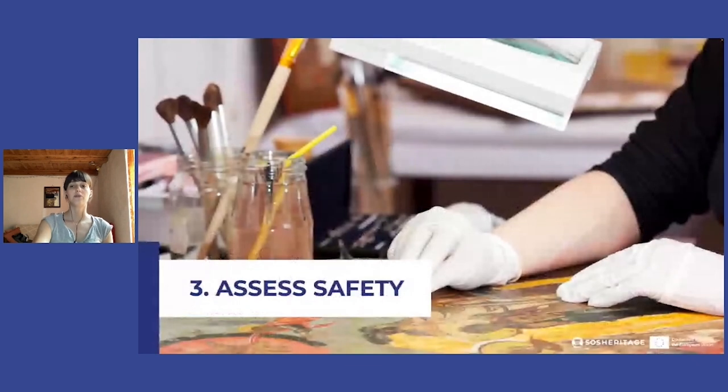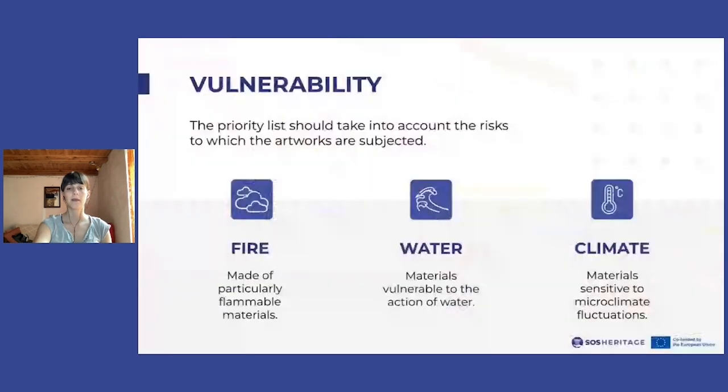The third step for the production of a priority list is to analyze the security and identify risks and threats to the artworks. It is, in fact, necessary to identify for each artwork included in the priority list which are the major vulnerabilities and consequently which are the risks to which it is most exposed. This assessment largely depends on the materials from which the artworks are made. Depending on the material, the artworks will be vulnerable to different threats. So the main threats to analyze in this phase are fire, water, and climatic variation.